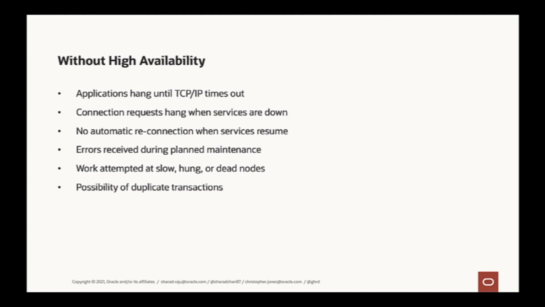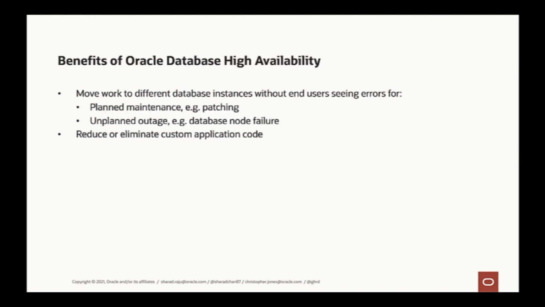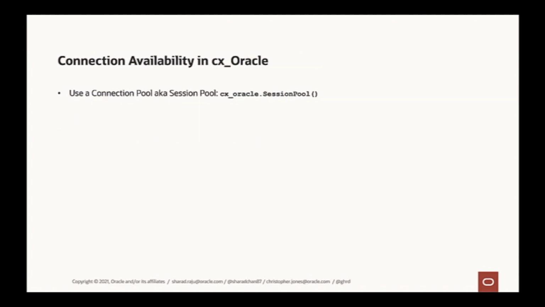And obviously, without high availability, there are going to be connection failures. So you have to do a lot more coding in your application. And perhaps one of the worst things is duplicate transactions. That's kind of tricky if you start deleting money from people's bank accounts twice. Now, we have a number of solutions in the Oracle world. The benefits of our solutions are that we can do some of this stuff automatically for you, particularly in the cases that we divide into planned maintenance and unplanned outages. The database node goes down or the network goes down. We can reduce or eliminate your need to write any kind of application code. So looking at cx_Oracle itself, there are a couple of tips here.